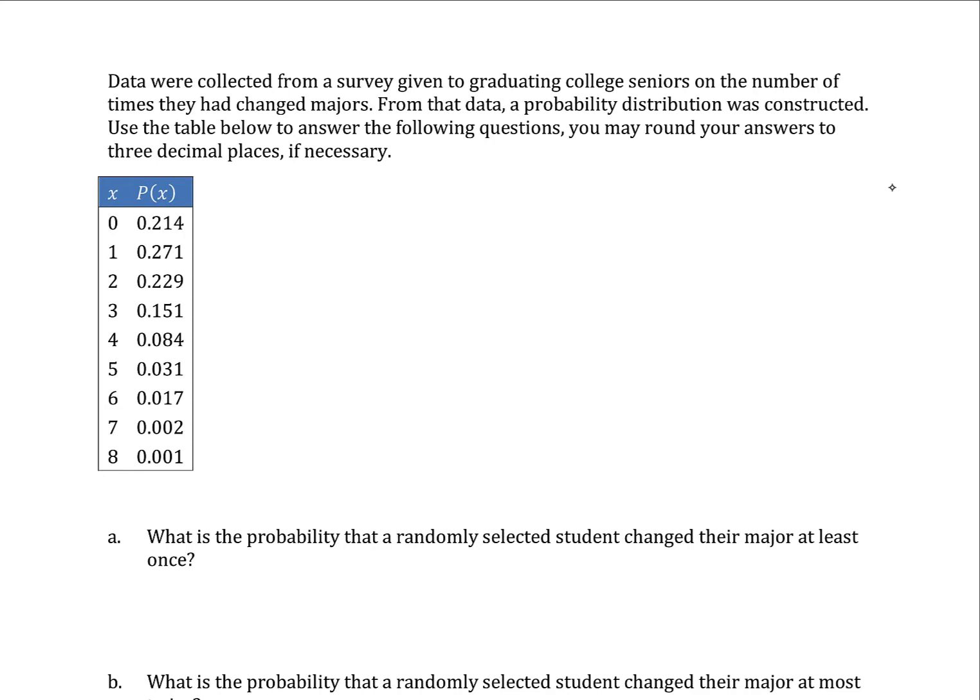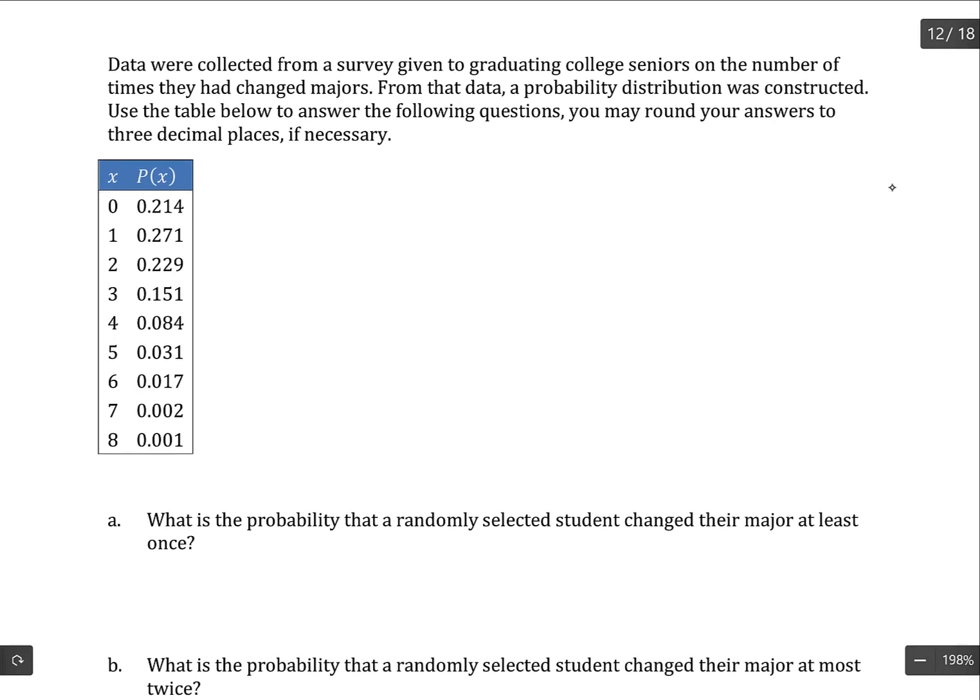What's the probability that a randomly selected student changed their major at least once? Well, if they changed their major at least once, then that could be 1 or more. So 1 through the outcome 8 in this distribution, which means we need to add up every probability associated with 1 or more, because that's what at least means.